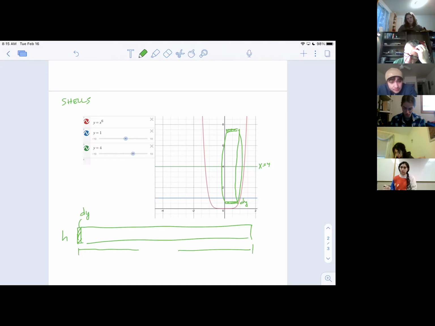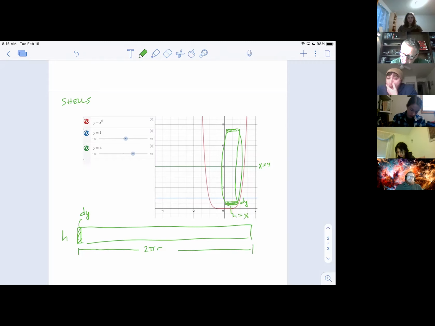And its length would be the circumference of the circle, which is 2 times pi times radius, or pi times diameter, whichever way you want to look at that. And then its height, of course, would be that distance right there. That's its height. So now I just got to look at the picture and say, well, can I figure out what that is? Well, isn't that height kind of the x coordinate of the red curve, whatever x is? Okay, so great.